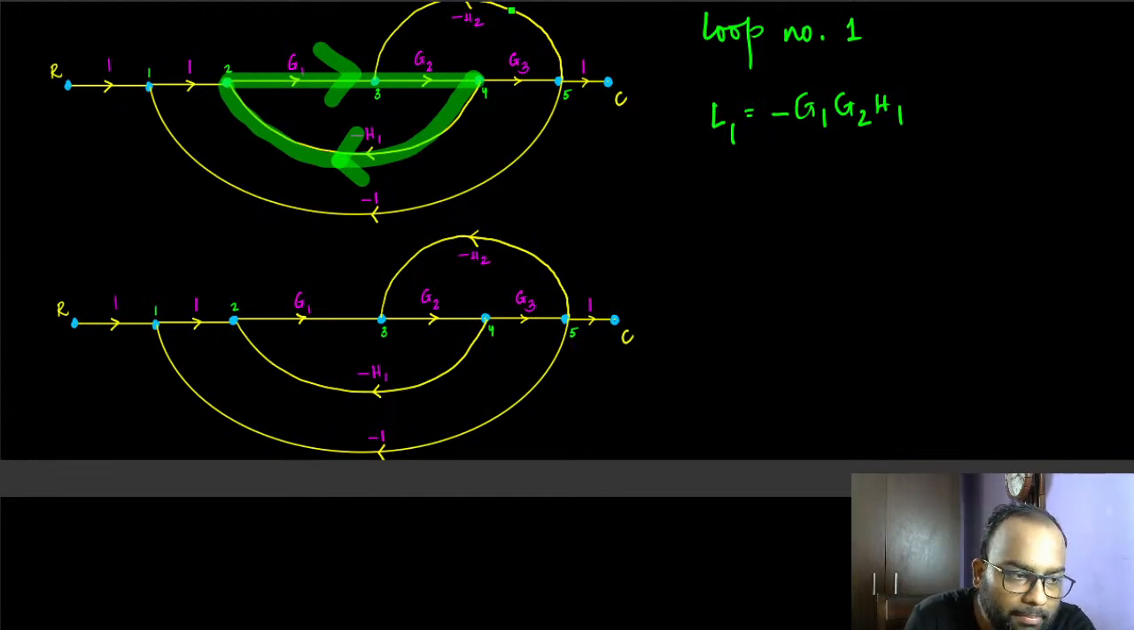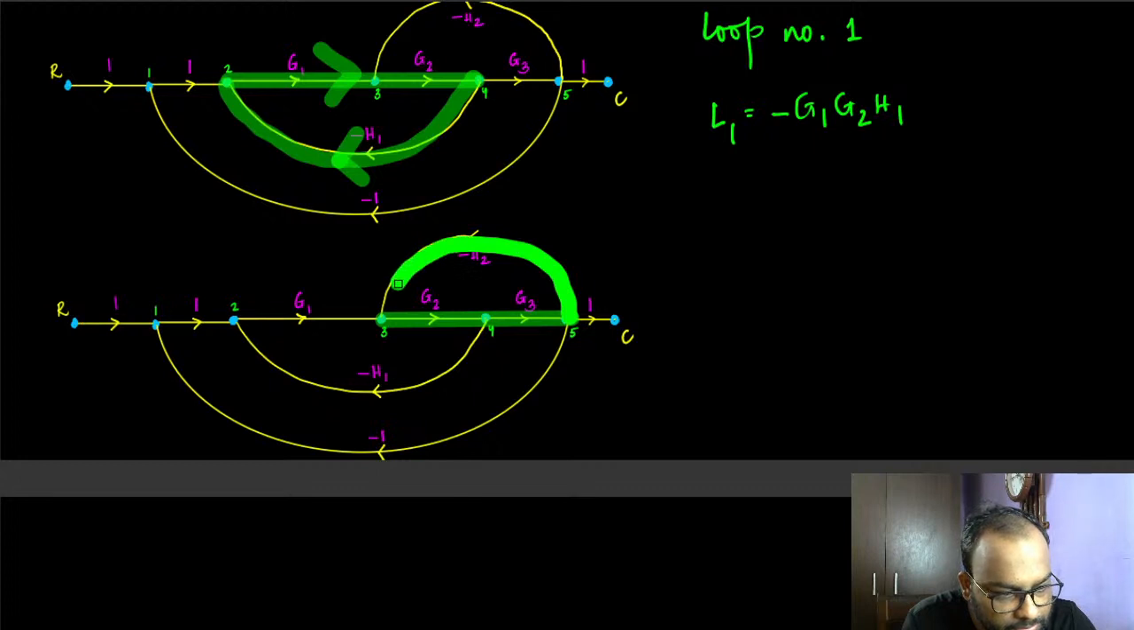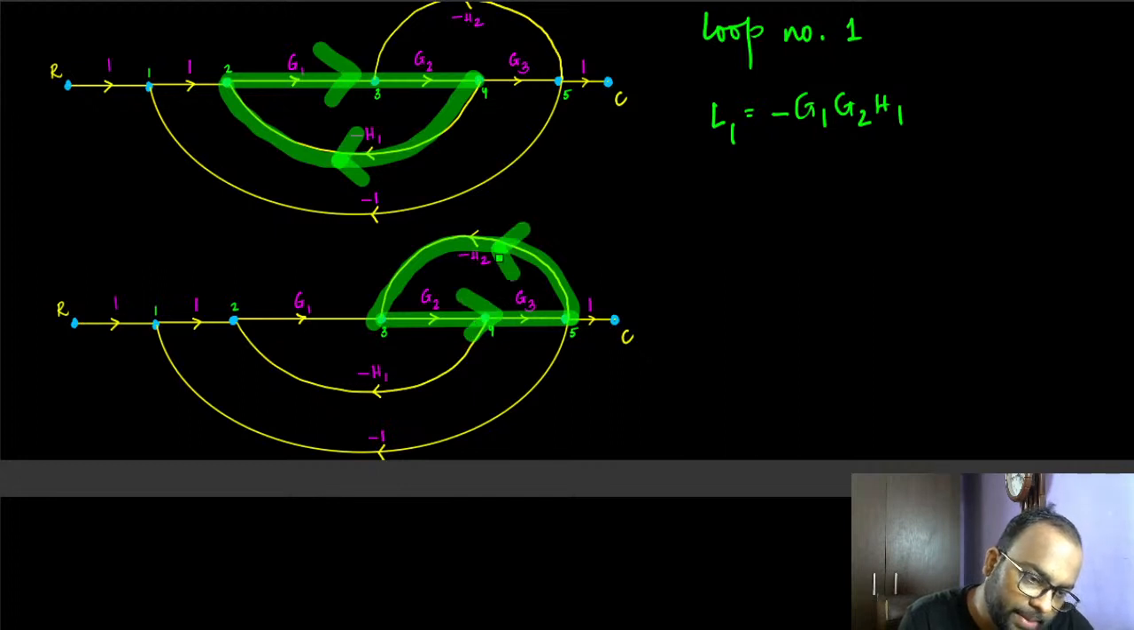Once again, the order in which I am considering the loops might be different than yours. That's quite obvious, but it does not change the ultimate result. That's the important part. So this is the forward path, and this is the loop. It is going in this direction and then coming back in this one. So this is loop number 2.